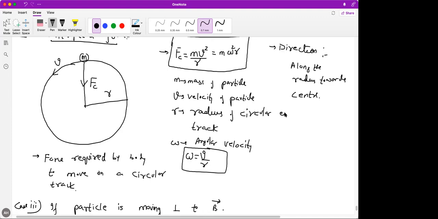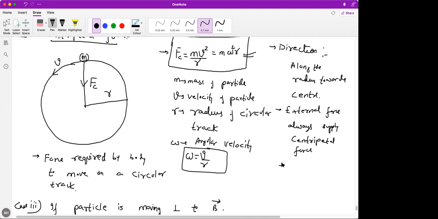A few examples. There's one more thing. Centripetal force is just the requirement. If a body is moving on a circular track, it would need this force. Some external force will always supply this centripetal force.